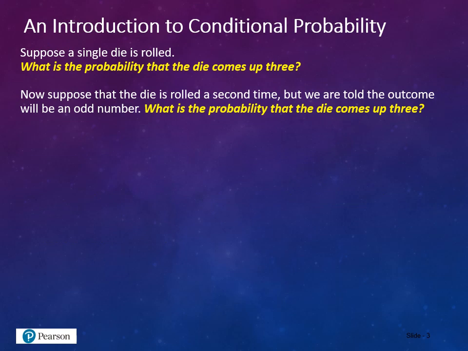Suppose a die is rolled, a single die. What is the probability that the die comes up 3? Now suppose that the die is rolled a second time, but we are told the outcome will be an odd number. What is the probability that the die comes up 3?